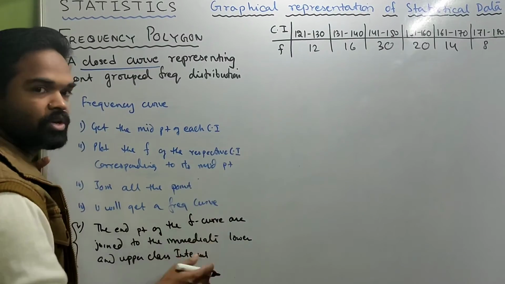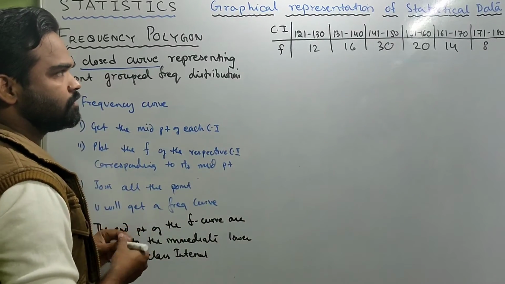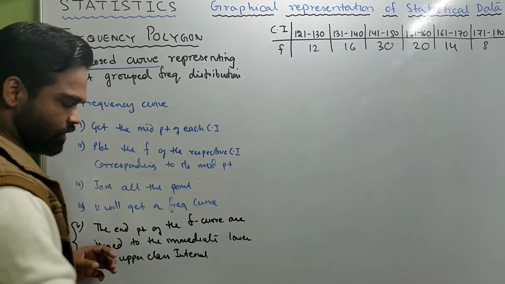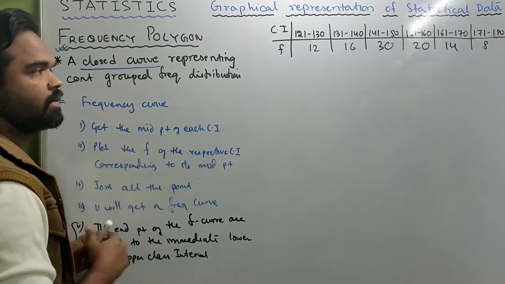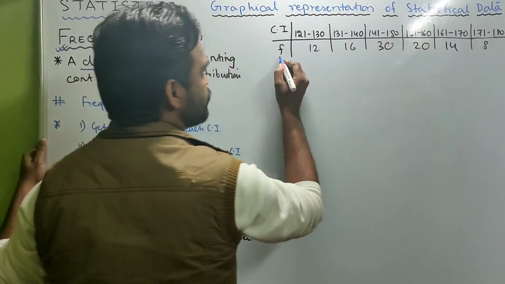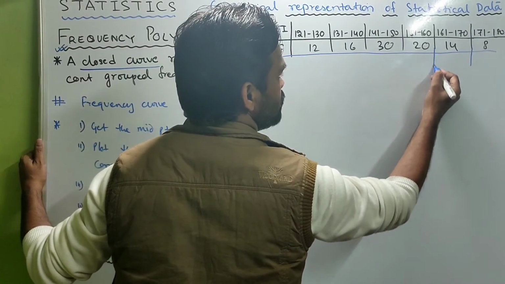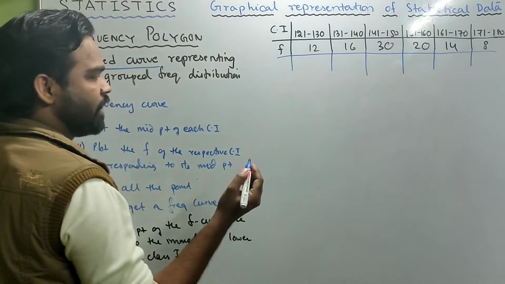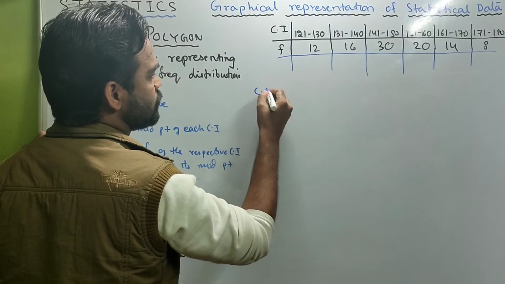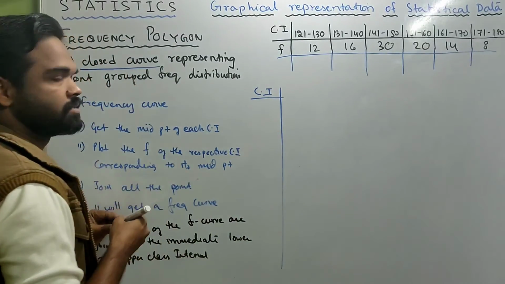Now this point we need to remember. Look at this case. First of all, this is not continuous. It's inclusive; we'll make it exclusive, that is, continuous. We know how to make it exclusive or continuous. We have done it. Just look over here. How to make it continuous.